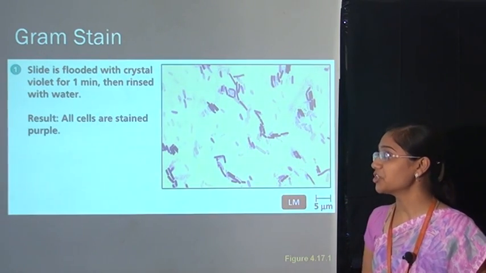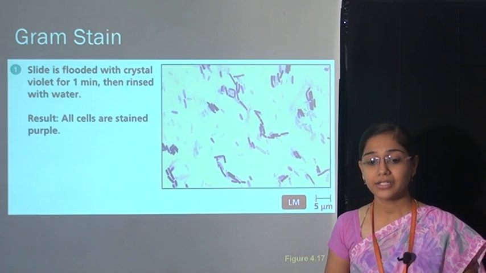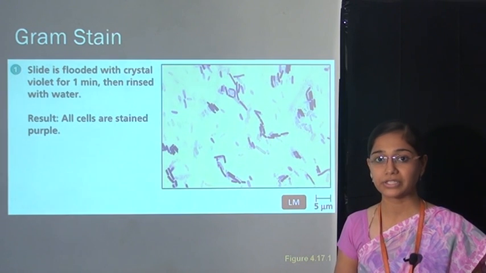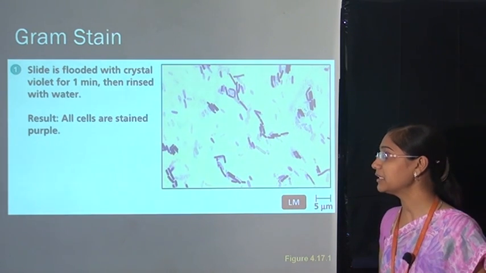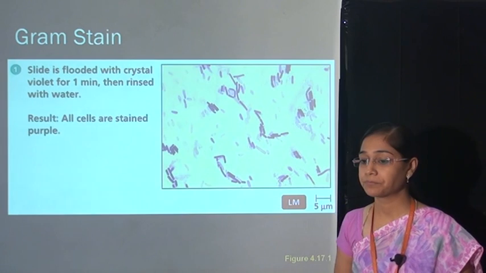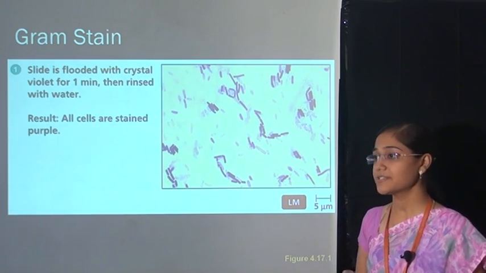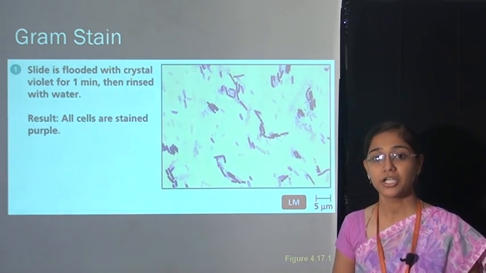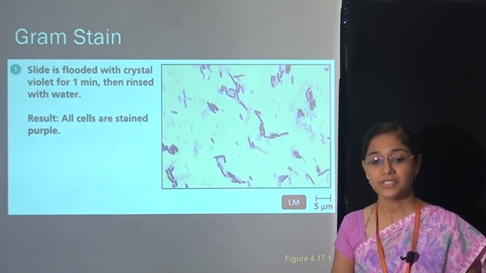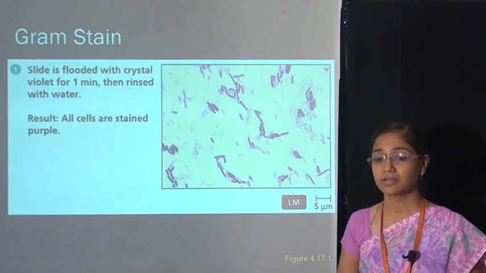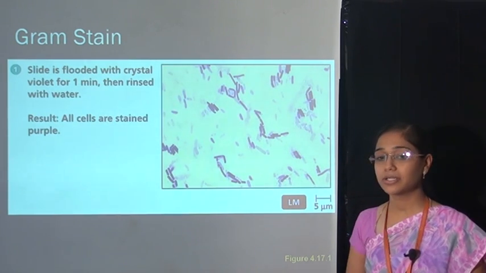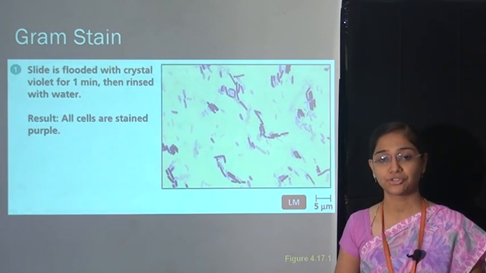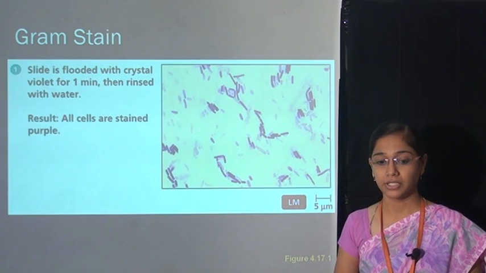First step, Gram stain. First of all, the slide is flooded with the crystal violet. Cover the smear with the crystal violet for 1 minute, then rinse with water. In this procedure, what is the result of step 1? When we applied our primary stain, the crystal violet, all the bacteria, Gram positive or Gram negative, are stained purple.